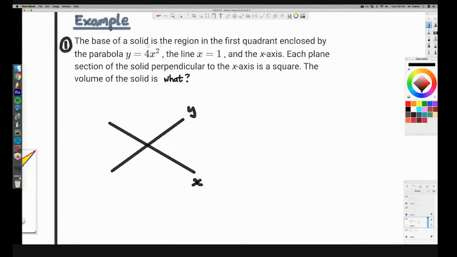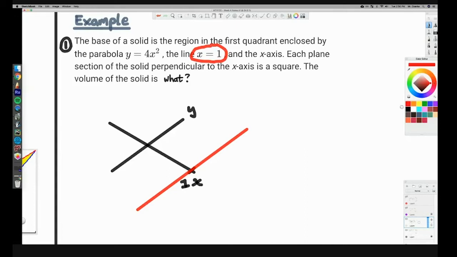Okay, the base of the solid is the region. So we're going to draw the base first. It's the region that's enclosed by this parabola and the line x equals 1. So I'm going to graph x equals 1 first. I'm going to use my ruler to do it. All right, I'm going to graph x equals 1 in red. I'm going to color code it. So this is my red.